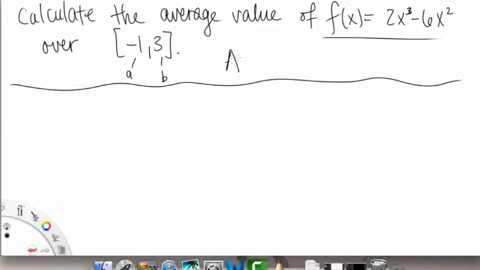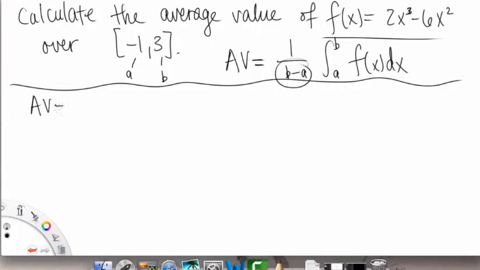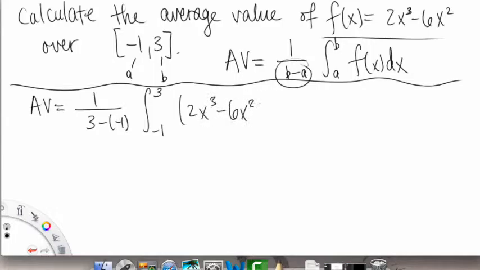So let's recall our formula for average value. That's going to be 1 over b minus a, so the length of the interval, and then times the integral from a to b of f(x) dx. Alright, so let's plug everything in. We get average value is equal to 1 over 3 minus negative 1, and then the integral from −1 up to 3 of 2x³ − 6x², and then our dx at the end, of course.